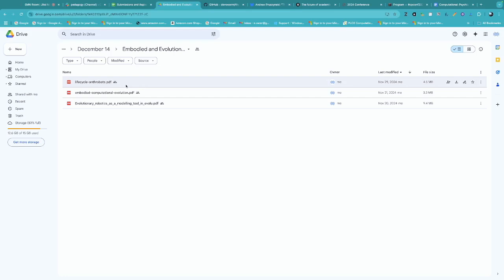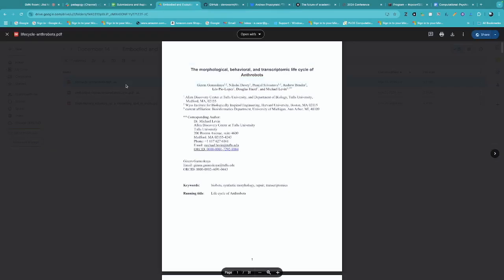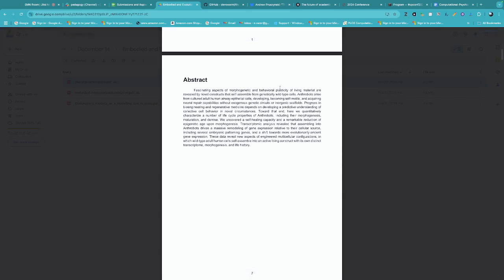So the three papers, I'm not going to go through them deeply, but I'm going to talk about them in sequence. The first paper is this new preprint from Michael Levin's group and Leo Pio Lopez, who's, I think, driving the work on this particular aspect of Anthrobots, which is the morphological, behavioral, and transcriptomic life cycle of Anthrobots. If you remember the Xenobots, it's this Xenopus embryo that's sort of a robot. They're incorporating the cells into a robot, and they're using that as an autonomous agent. This is what they call Anthrobots, where they're using cultured adult human airway epithelial cells, and these cells become self-motile and acquire neural repair capabilities without exogenous genetic circuits or inorganic scaffolds.